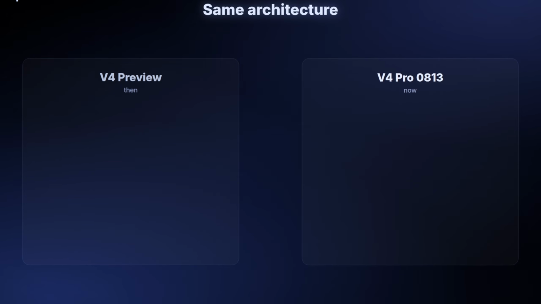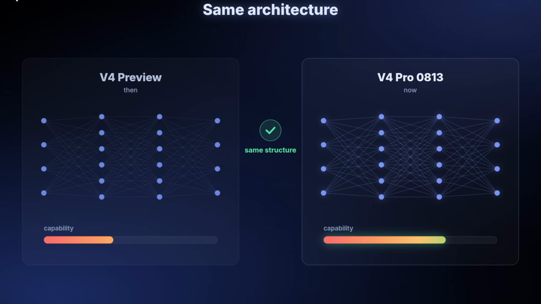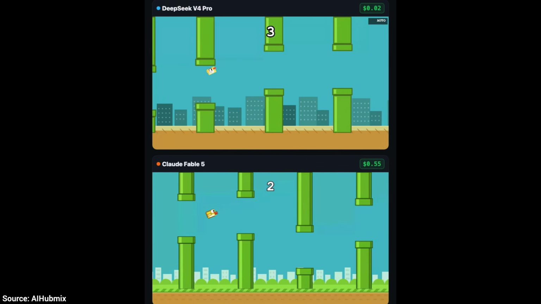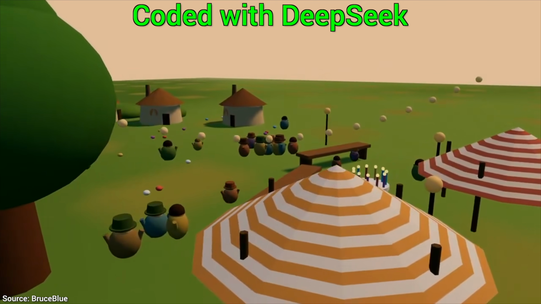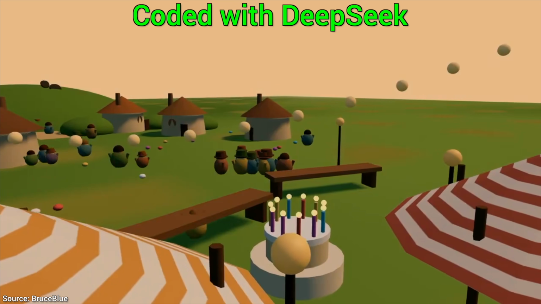And all this improvement comes from the same architecture. But how is that even possible? The model structure is the same, yet it is massively better than the preview was less than 4 months ago. So, how? Dear fellow scholars, this is 2-Minute Papers with Dr. Károly Zsolnai Fehér. Once again, a lot of the magic happens after pre-training.